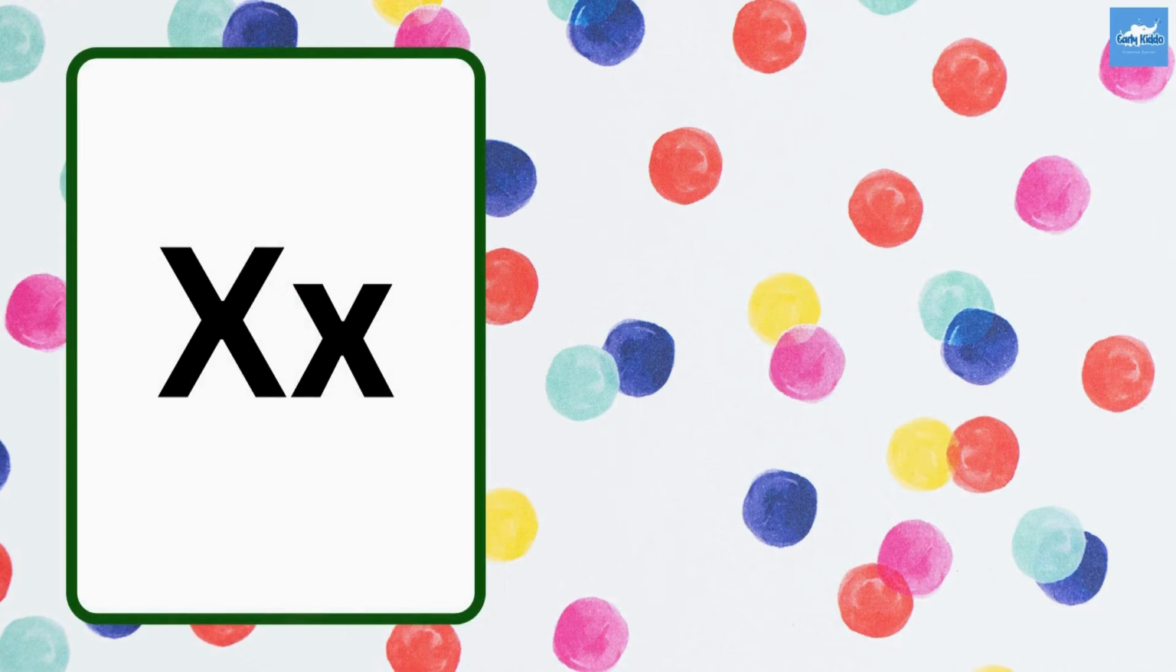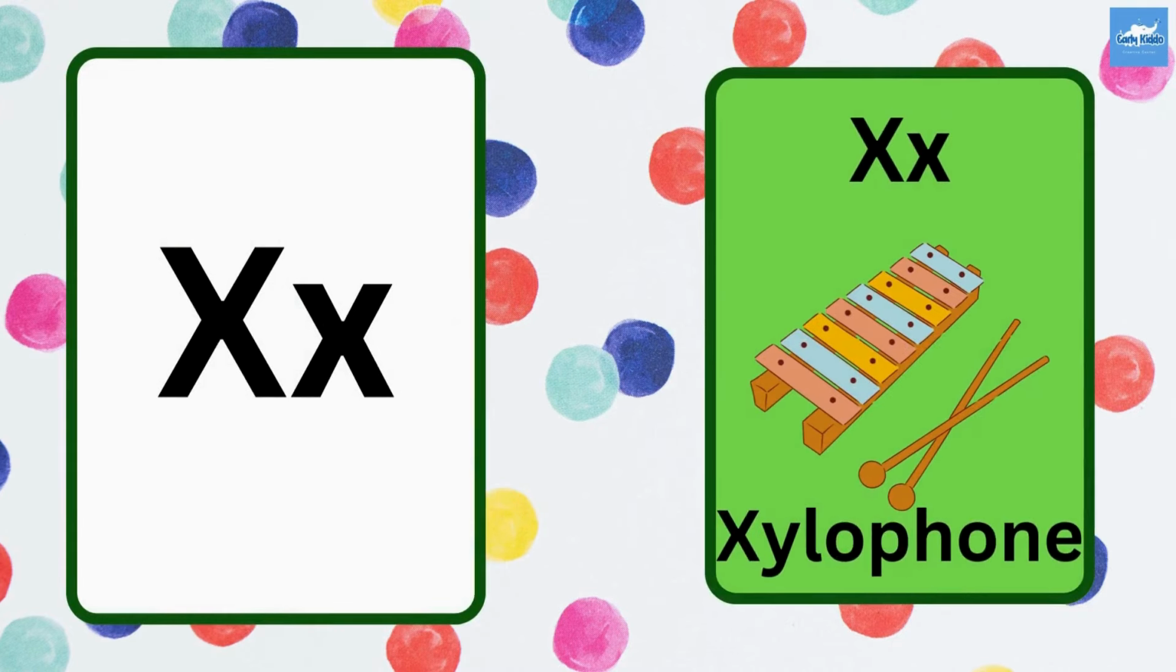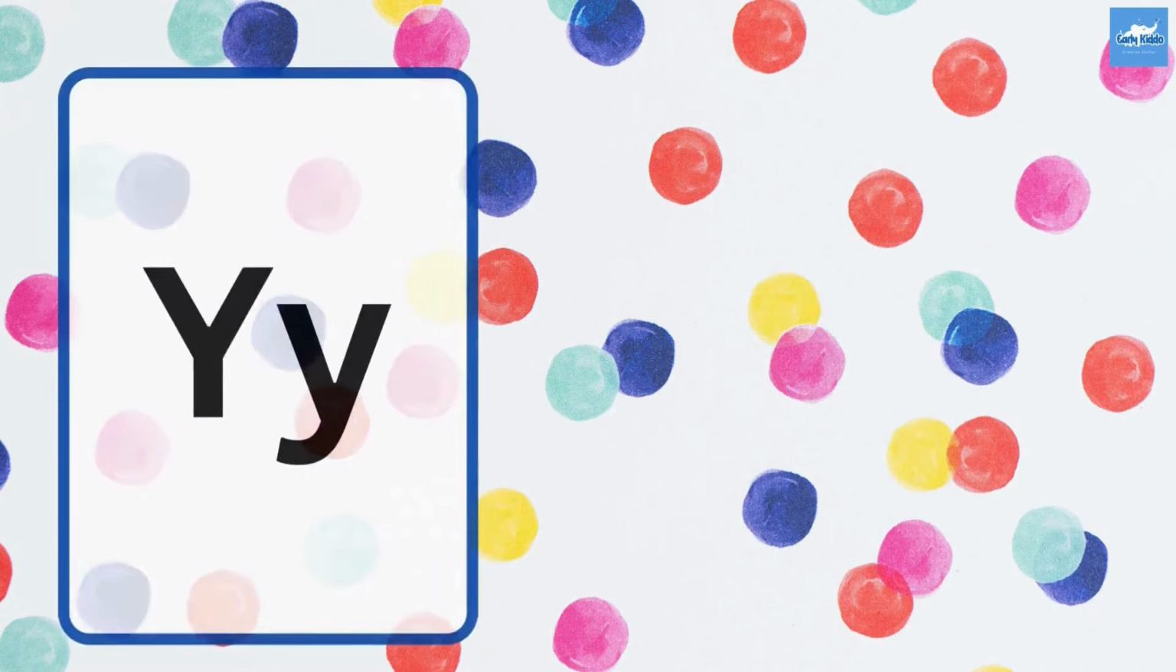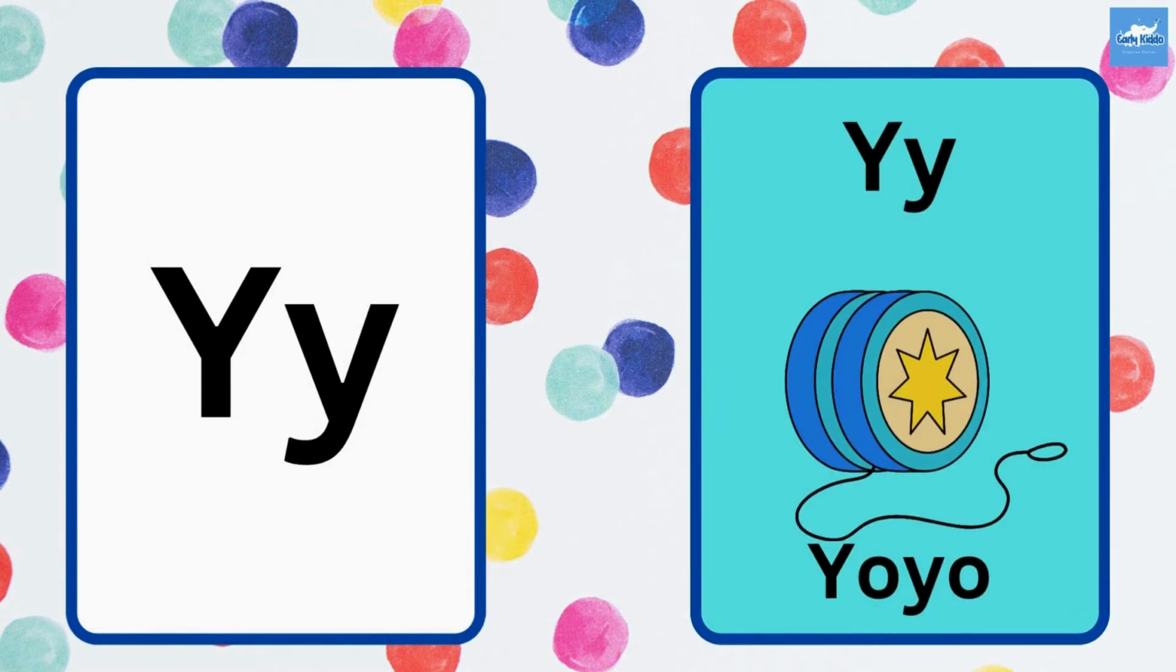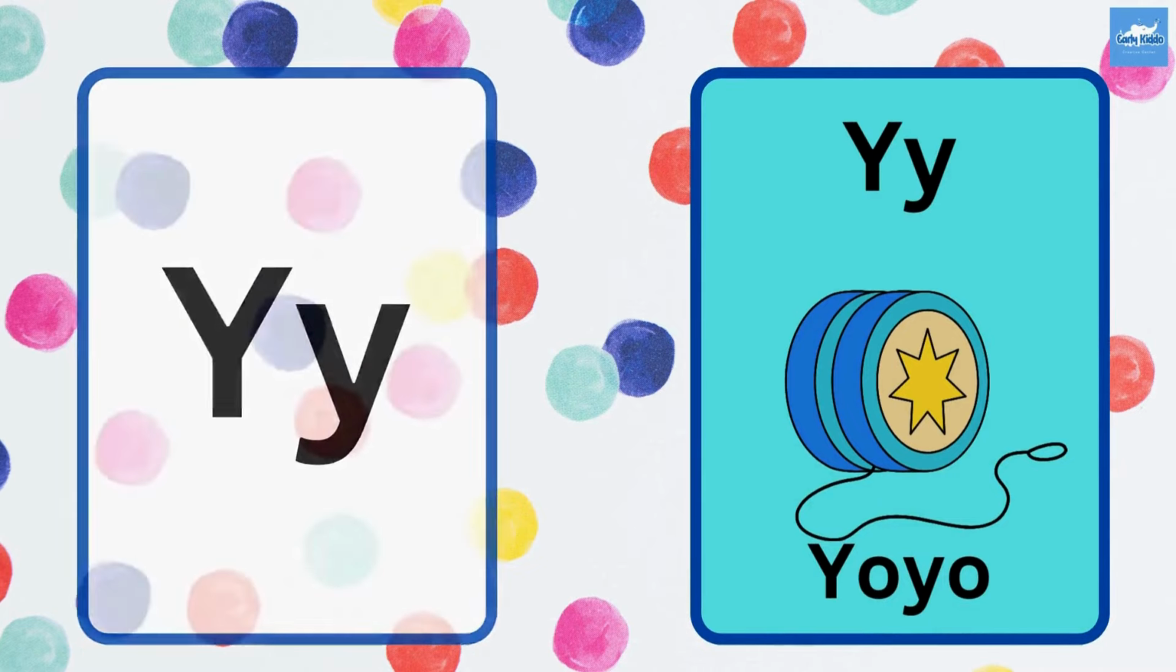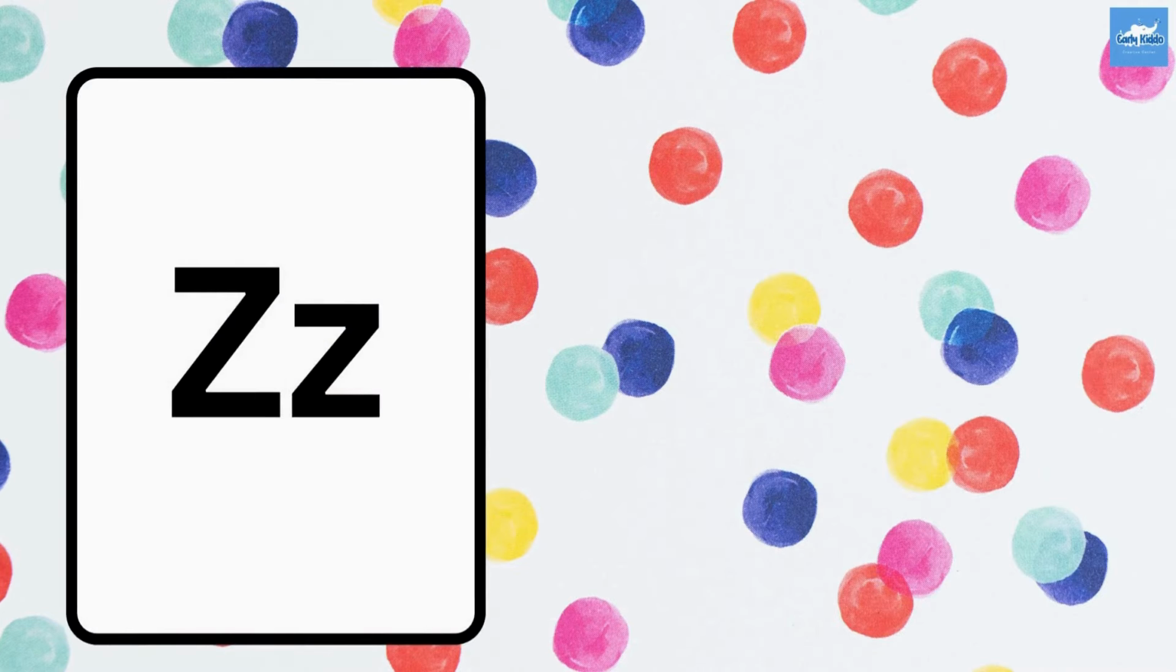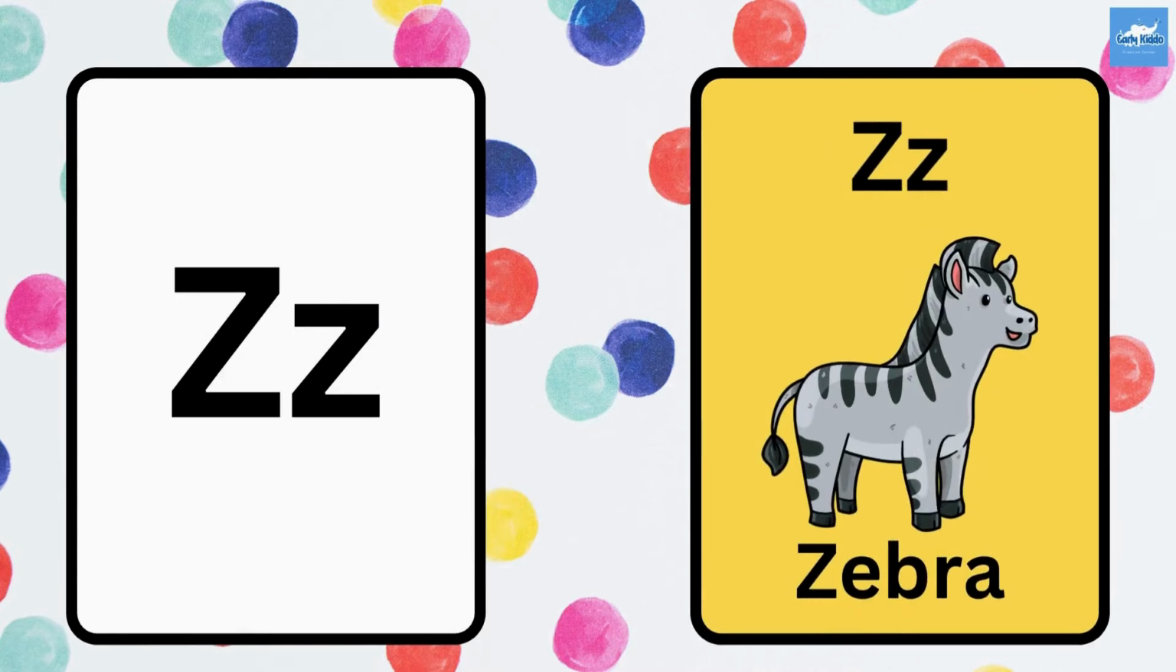Letter X. X for xylophone. Letter Y. Y for yo-yo. Letter Z. Z for zebra.